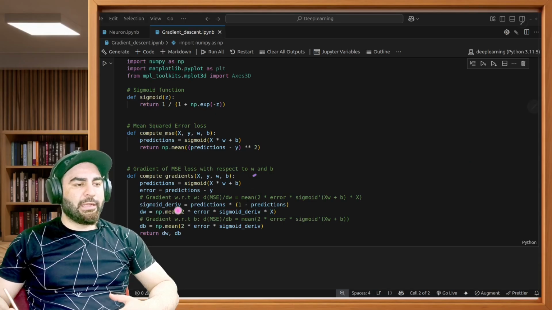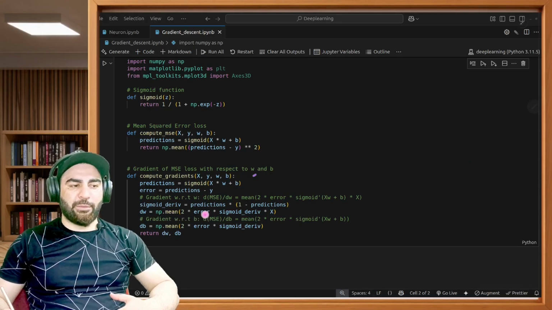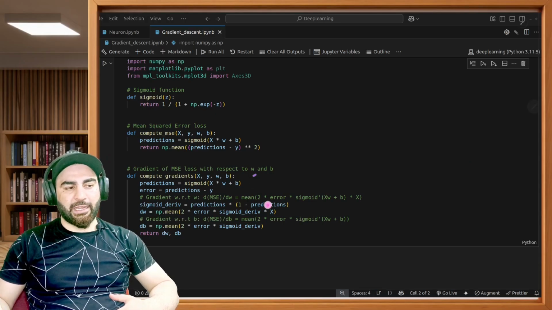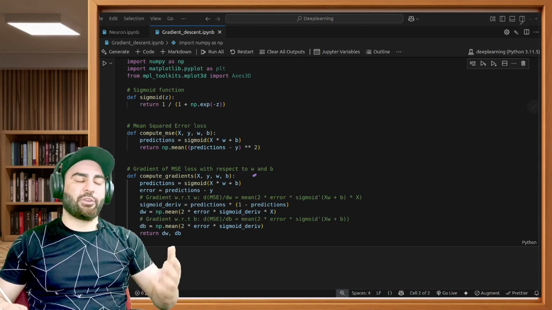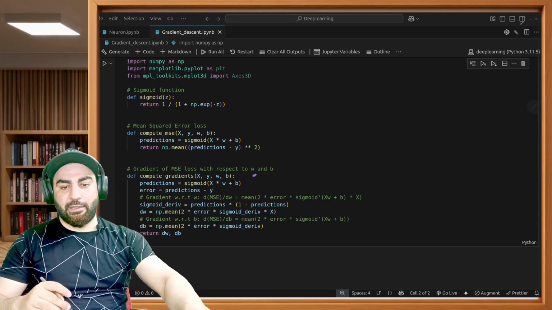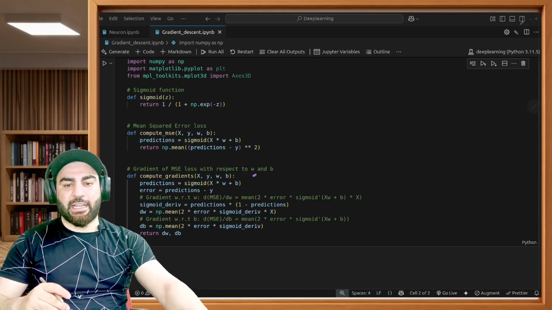Okay, and now we also have to write this. So now dw is np.mean of 2 times error into sigma derivative, because you again take a derivative of this. This is how dw and db are computed. Okay, pretty standard. And then you return this dw and db, because based on these we'll make the updates. Now we'll generate the data set, and then we'll do the iterations, and then we'll keep loss history.